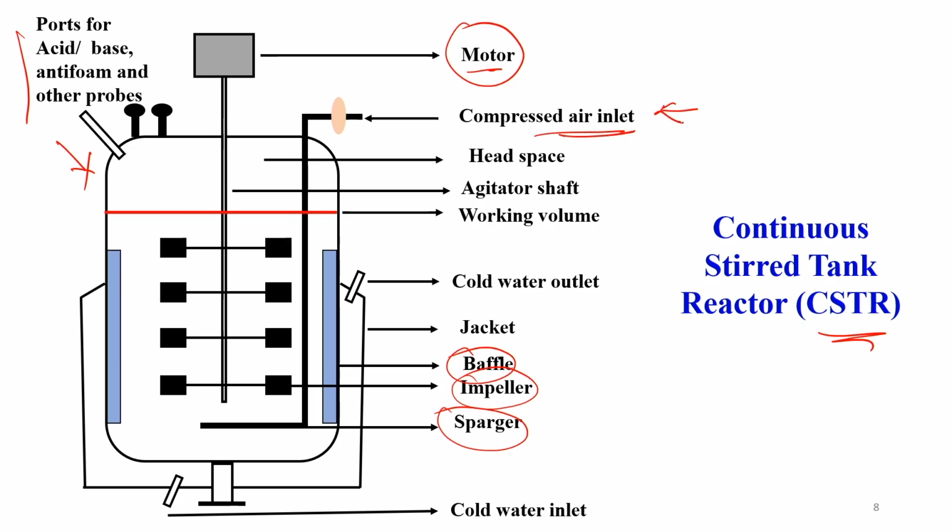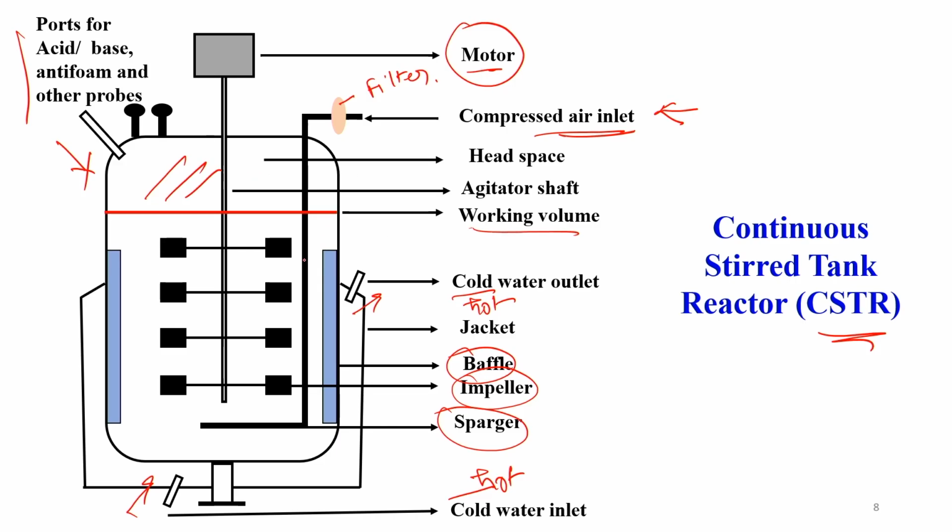There is an inlet for the compressed air, and this is a filter here. Further, if you need to control the temperature, there should be an inlet and outlet for cold or hot fluid. If it is exothermic, then it requires cooling. If it is endothermic, it requires heating. So, this is the jacket where we circulate the heating or cooling fluid. And you will see there is a total reactor volume, and there is some head space here, and this is the working volume.